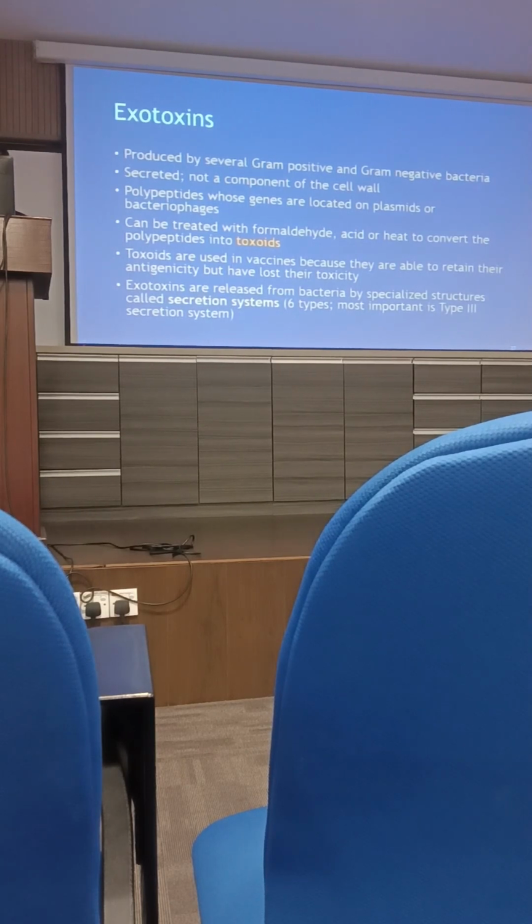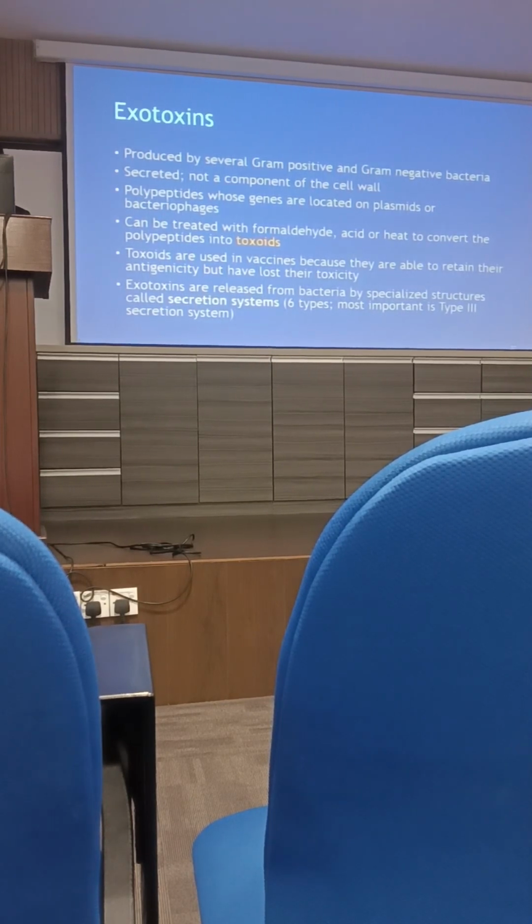The genetic component. These exotoxins can be treated with formaldehyde, acid or heat to convert the polypeptides into toxoids, and these toxoids can be used in vaccine production. One example of a toxoid vaccine is the DTP. DTP covers for what? Diphtheria, right? Tetanus and pertussis.